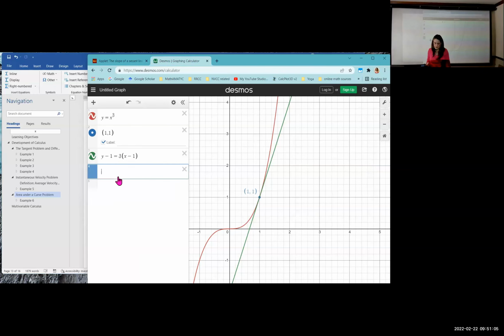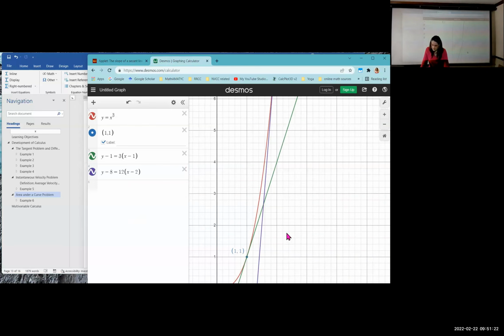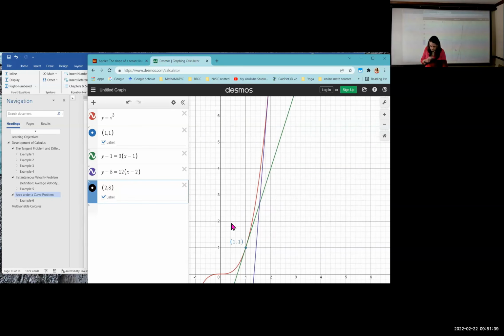It's the same graph, so let's graph it. So y minus 8 equals, what did we guess? 12 times x minus the x value, which is 2. Is that it? And I want to graph the point (2, 8).